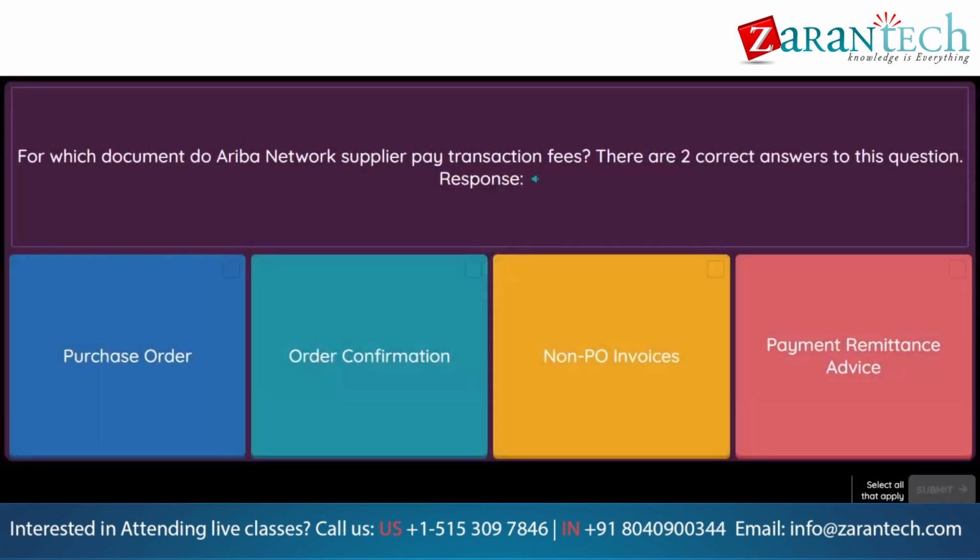Question: for which document do Ariba Network suppliers pay transaction fees? There are two correct answers to this question. Response: Option 1 purchase order. Option 2 order confirmation. Option 3 non-PO invoices. Option 4 payment remittance advice.